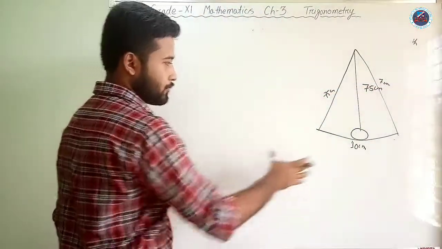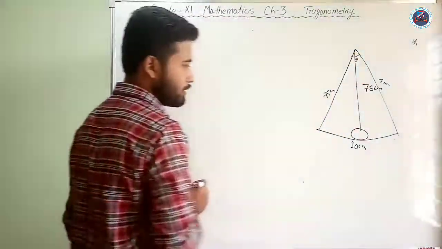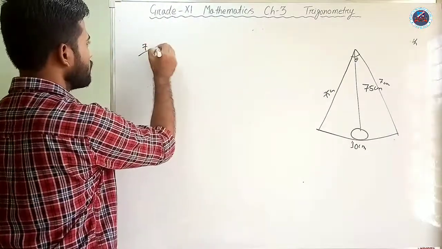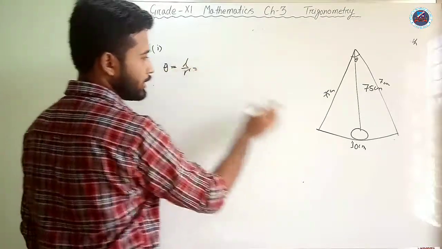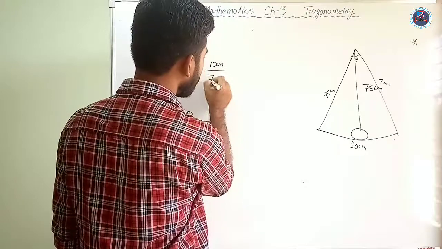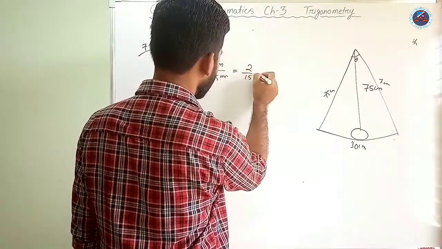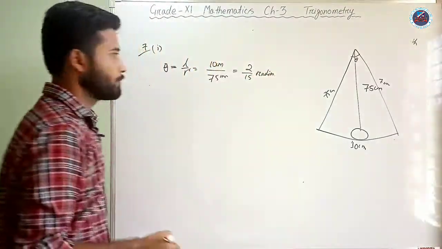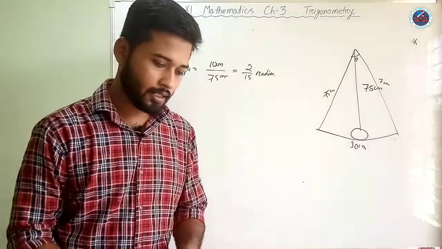Now we want to find the angle here, theta. So how to find the theta? We have the formula theta is equal to L by R. So what is our L? It is 10 centimeter, and our R is 75 centimeter. So we shall have 10 by 75, that is 2 by 15 radian. Okay, so a very easy one. So this is how we find the radian.